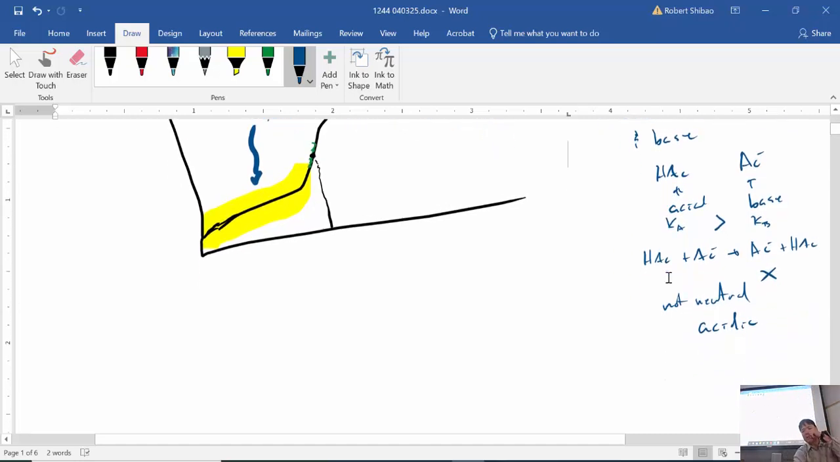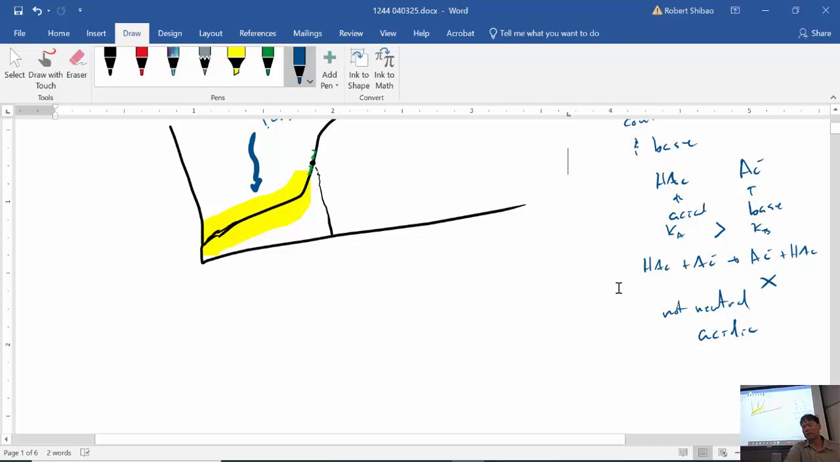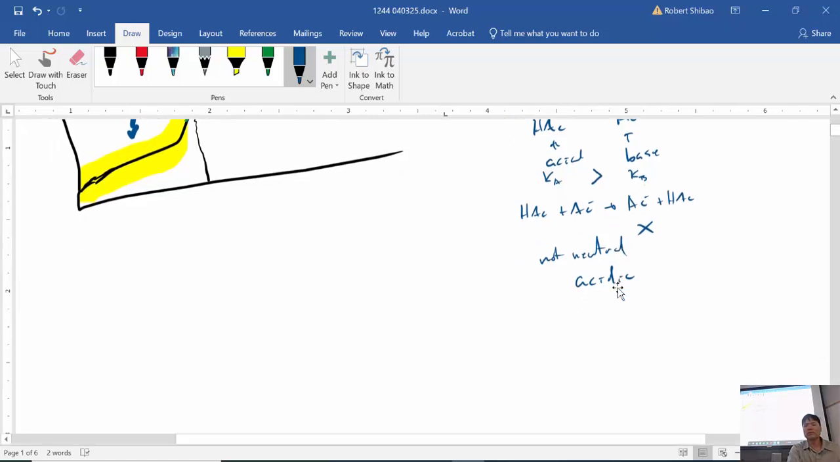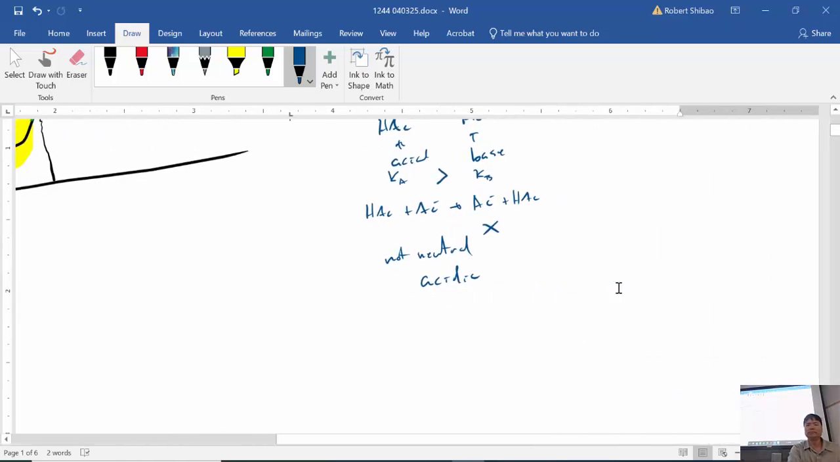So this is just a side topic. I didn't talk about buffers yet, so I want to talk about it in the context. This is an easy way to make buffers, but there are other ways we can make buffers as well.